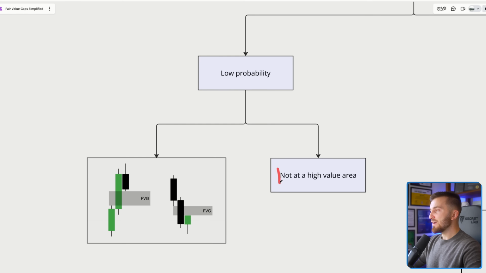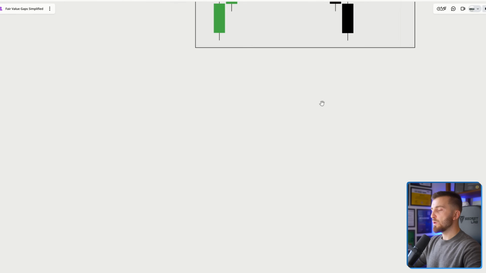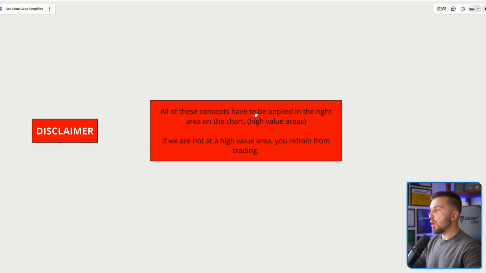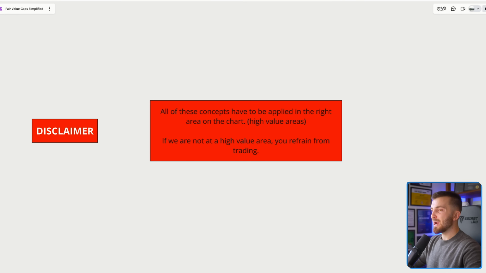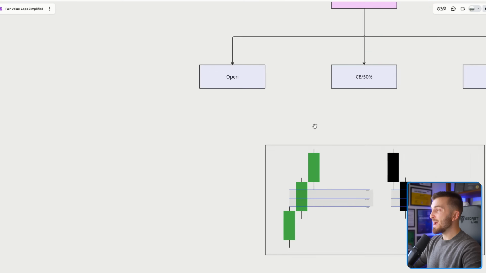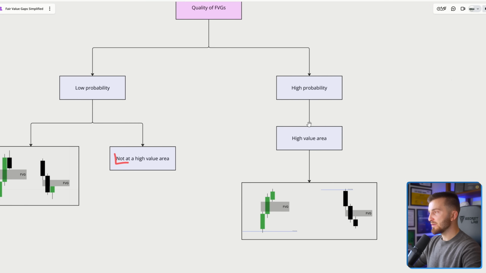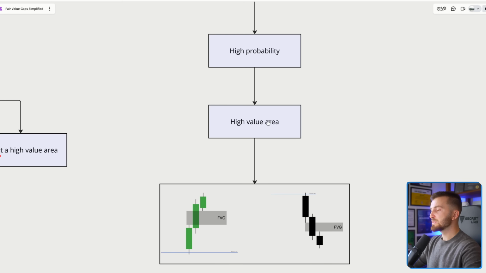And next up, we have a fair value gap that is not at a high value area. And this is where the disclaimer comes in. All of these concepts have to be applied in the right area of the chart, which means high value areas. If we are not at a high value area, you refrain from trading. You do not trade unless we are at a high value area. And the reason why I will show you on the charts right after I show you high probability fair value gaps, which simply are fair value gaps with a reaction out of a high value area.